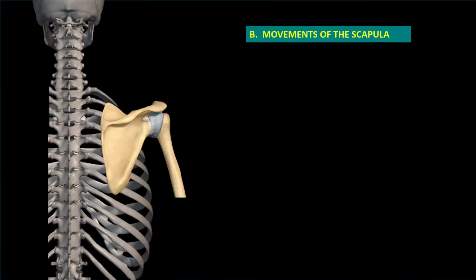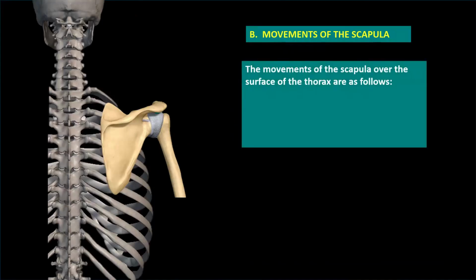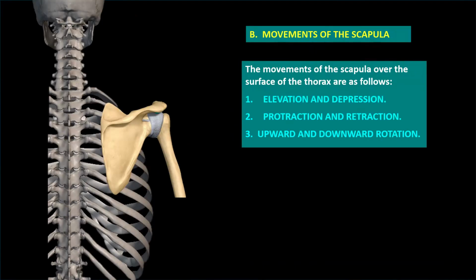B. Movements of the scapula. The movements of the scapula over the surface of the thorax are as follows. 1. Elevation and depression. 2. Protraction and retraction. 3. Upward and downward rotation of the scapula.